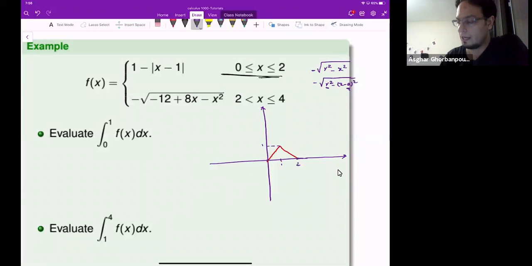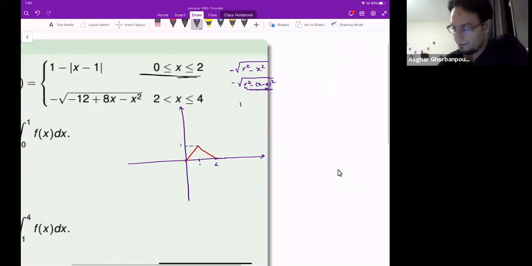Here, when you look, I don't see that pattern, but I can turn negative 12 plus 8x minus x squared into it. I can first factor out that minus sign. Let me just reorder them a little bit. Actually, I can do it that way. Okay, so 12 minus 8x plus x squared.